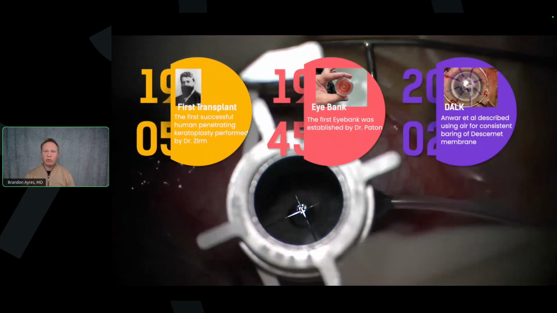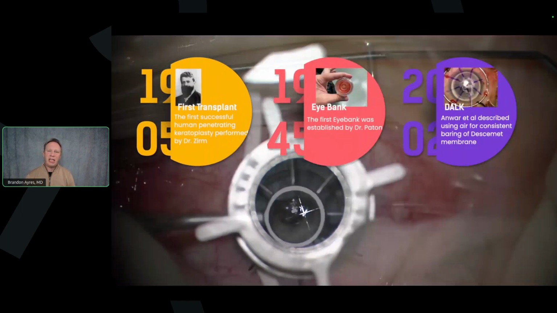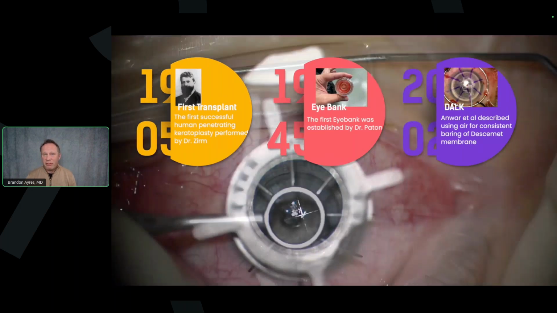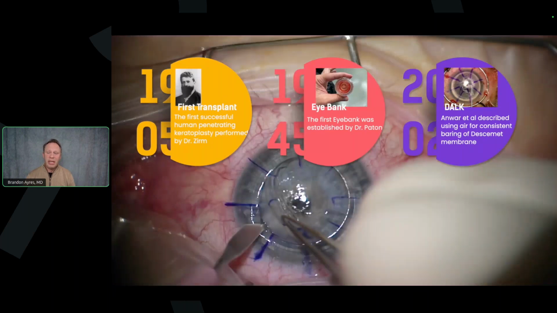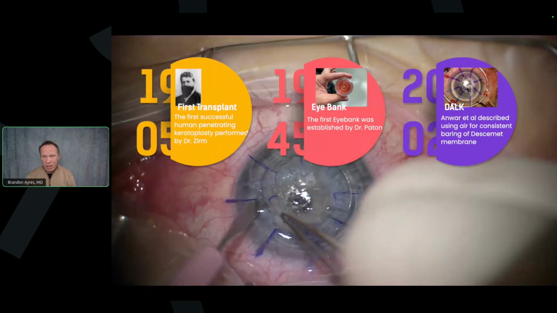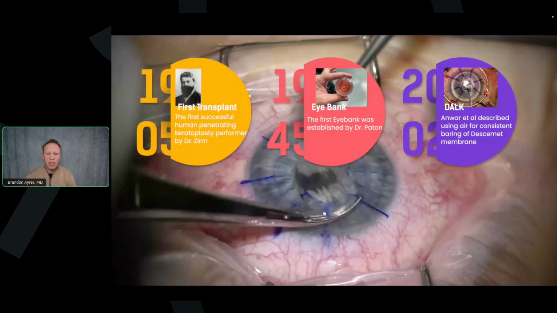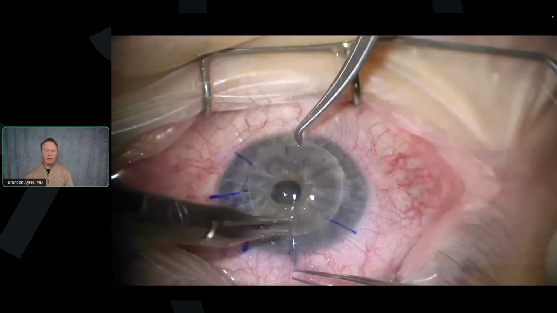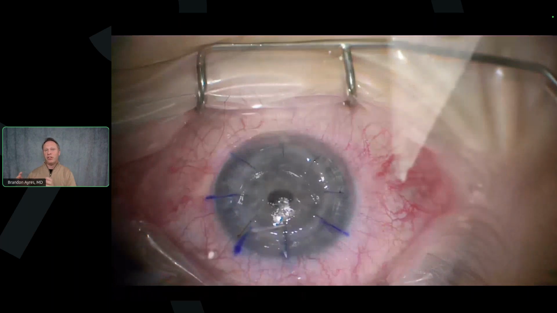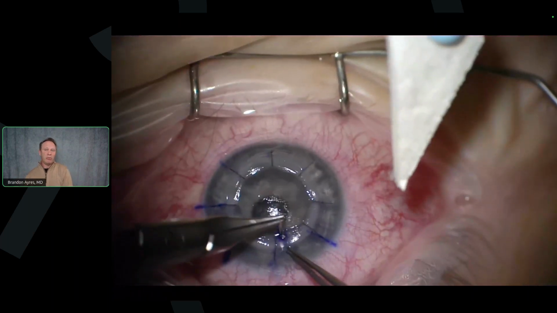The first corneal transplant was described in 1905. And when I did my fellowship in 2005, this is pretty much all we did. Nothing changed in corneal transplant as far as the idea, the concept, for almost 100 years. Now, the eye bank was developed in 1945 with Dr. Payton, but what we did, taking a cornea off and suturing it back on, stayed almost the same.